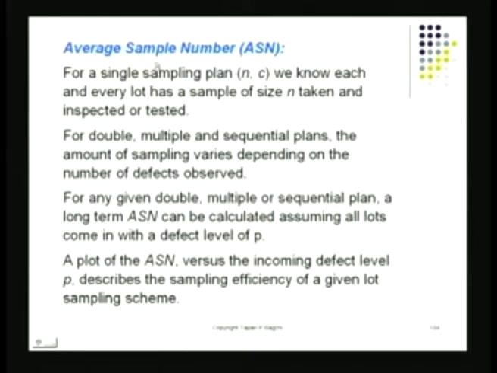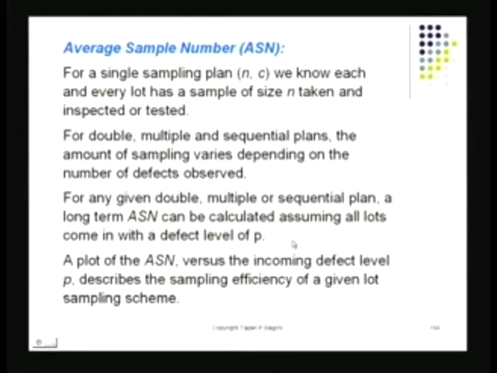Then, of course, I've got something called the average sampling number. And as I mentioned to you, directionally speaking, single sampling plans require the largest number of items in a sample. Then, of course, double sequential sampling plans will give you the smallest number of samples. And then I've got double sampling, multiple sampling, or sequential. So there are choices available beyond my single sampling plan.